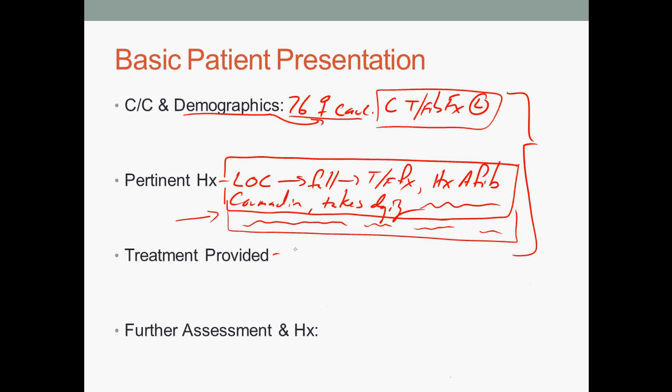Okay, so then we're going to give the treatment provided, spine board, and stabilization.